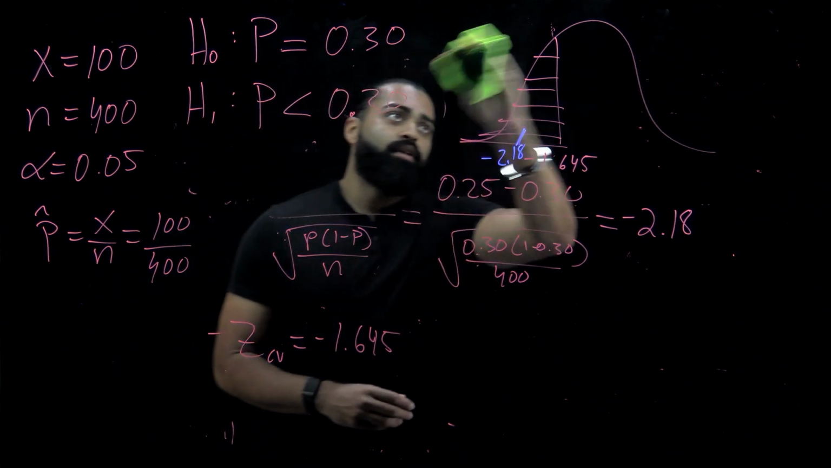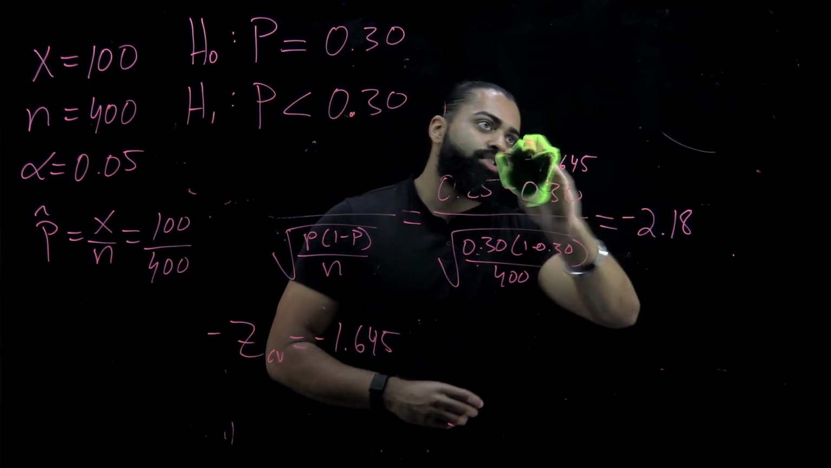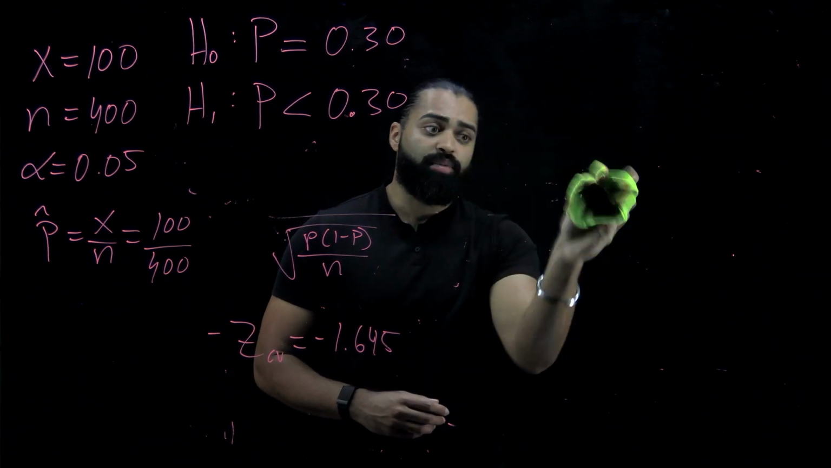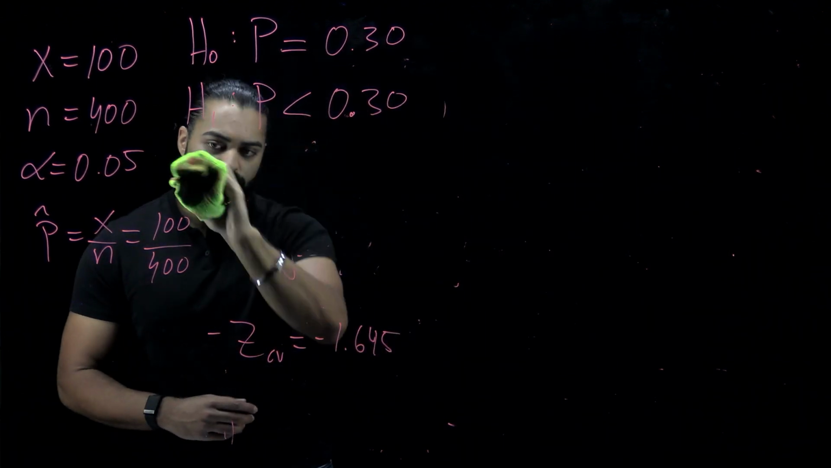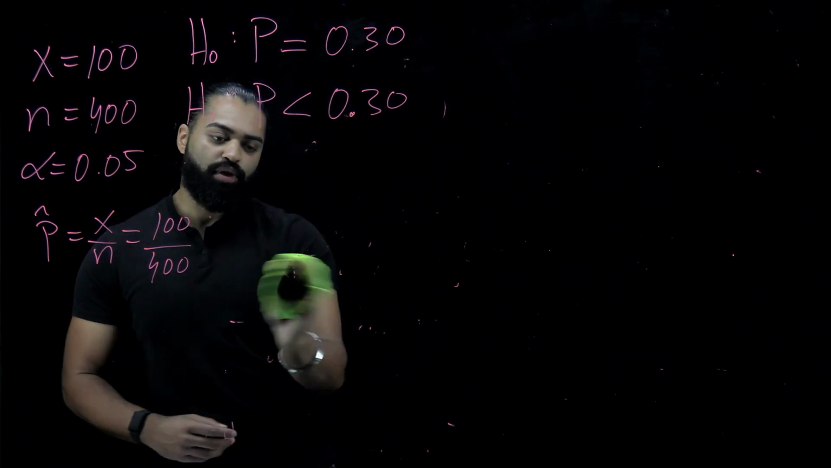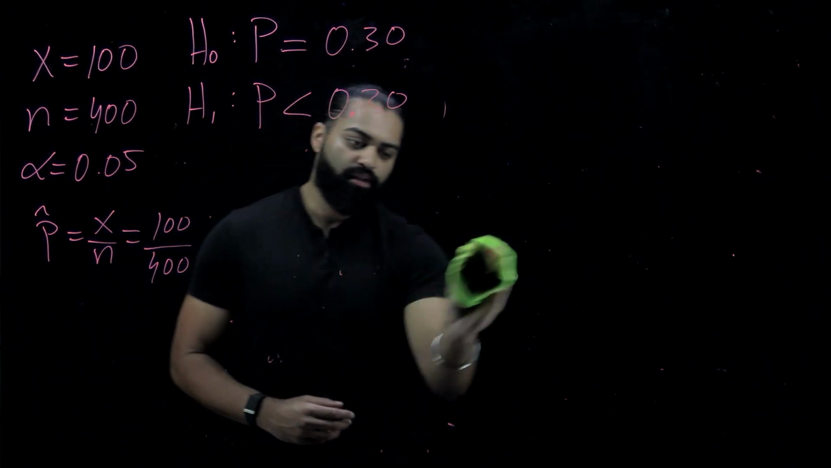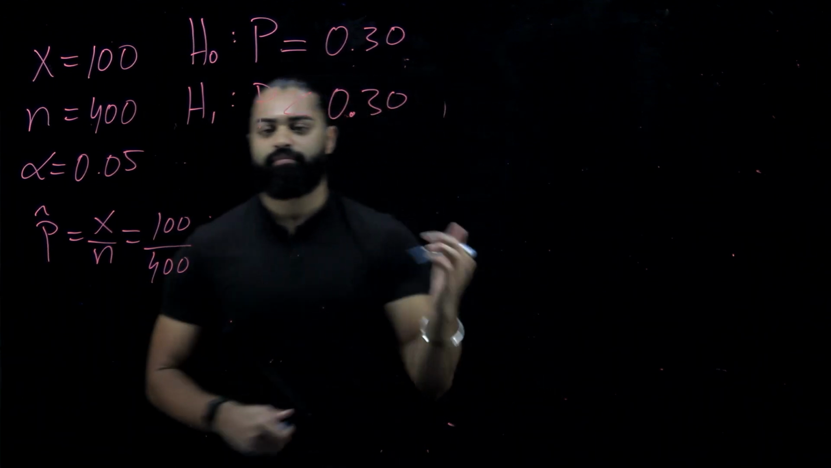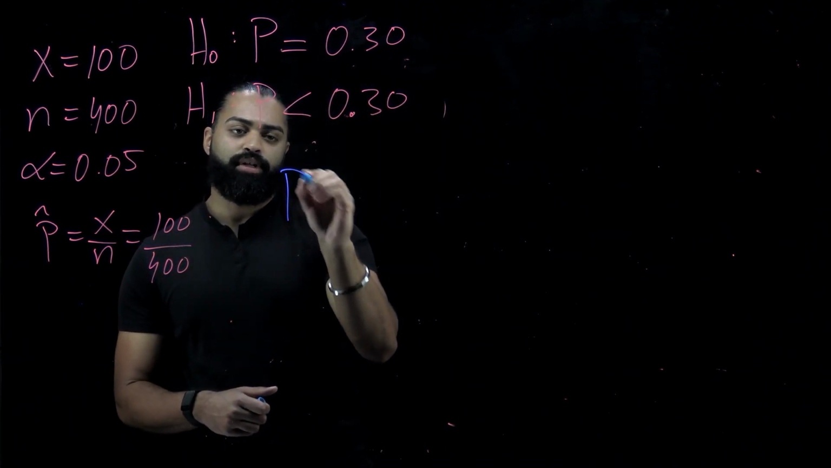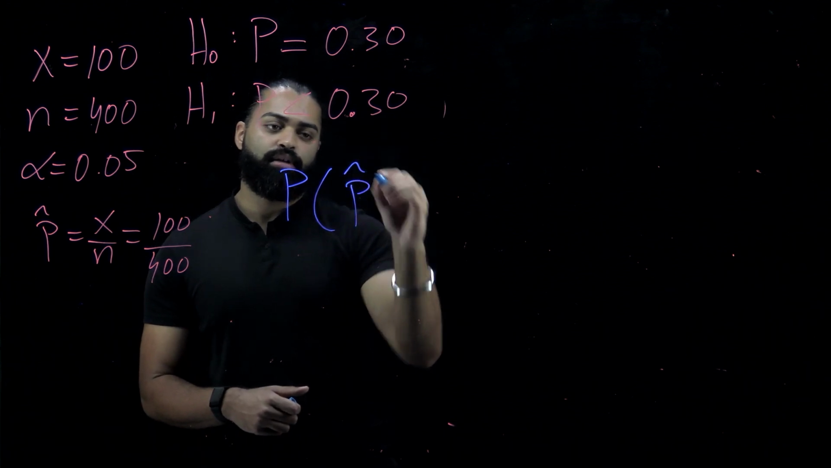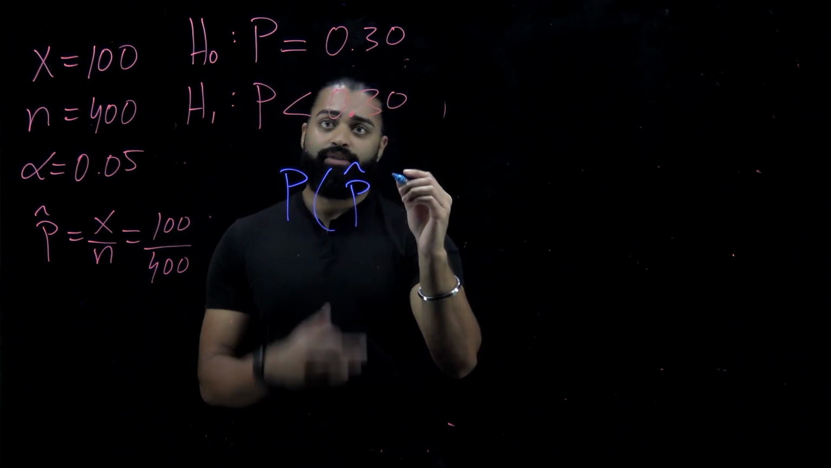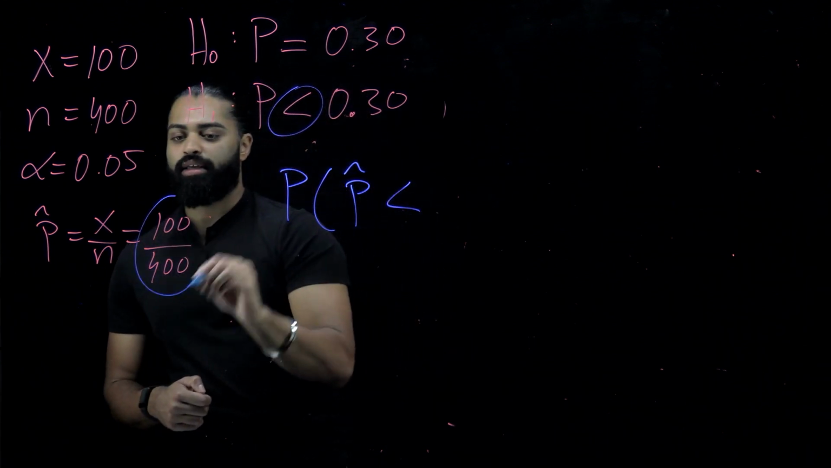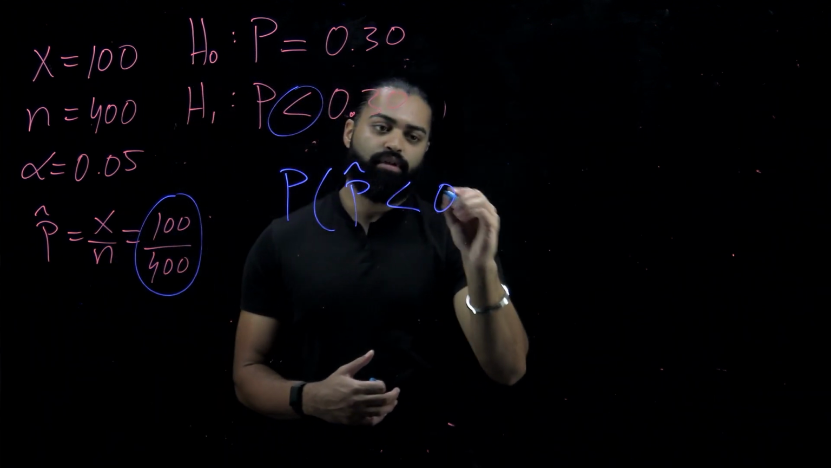The next step would be if I ask you for the p-value approach. This is something else that you're going to be expected to do, and it's just good to know because the p-value is given with a lot of statistical programs: R, Python, Excel, Stata, EViews if you want to go that far back. So the p-value approach is the probability that p hat is, in this case, less than whatever our p hat was calculated to be, which is 0.25.